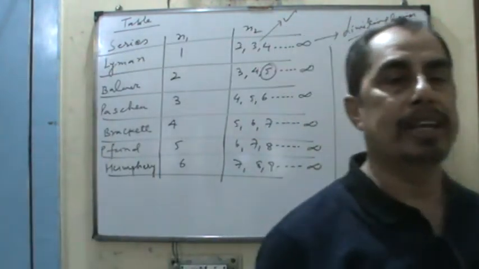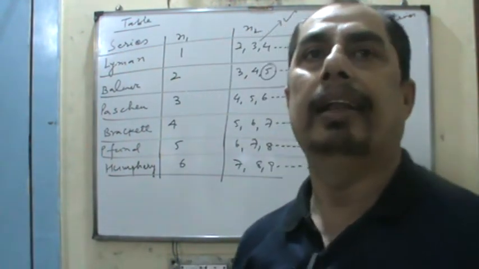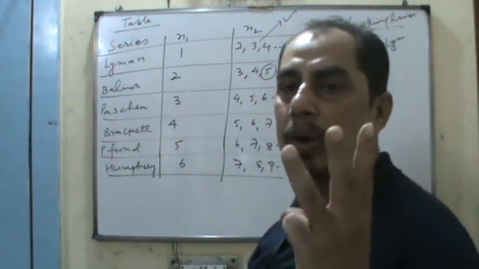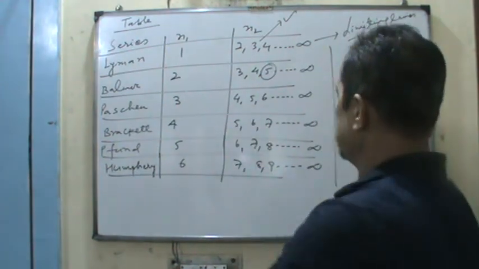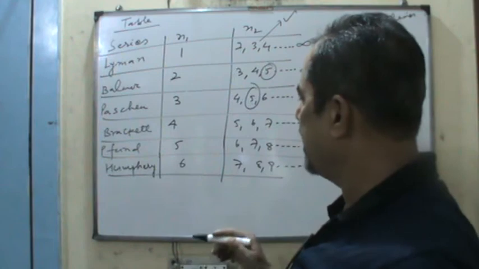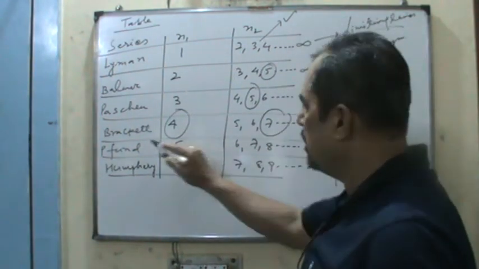If you are putting a question on the Paschen series, tell me what is the value of n1? For Lyman, Balmer, Paschen, n1 is 3. What is the second line of the Paschen series? Second line, this is the fifth, is the second line of the Paschen series. What is n1 for the Brackett series? It is 4. But what is the third line of the Brackett series?